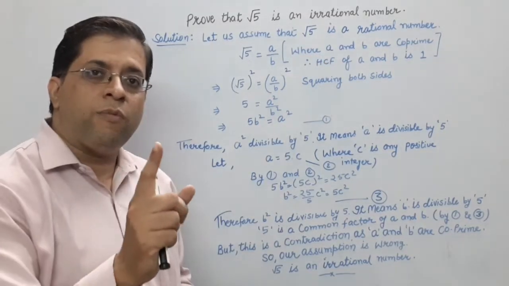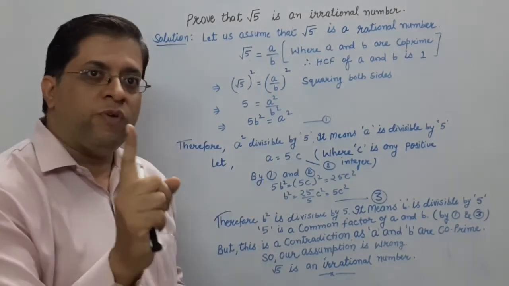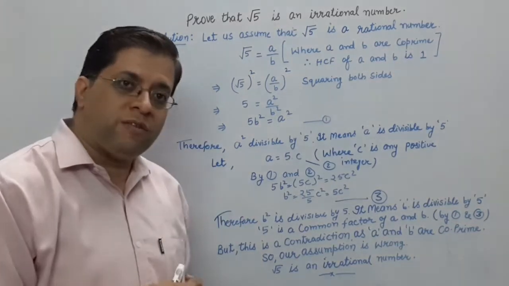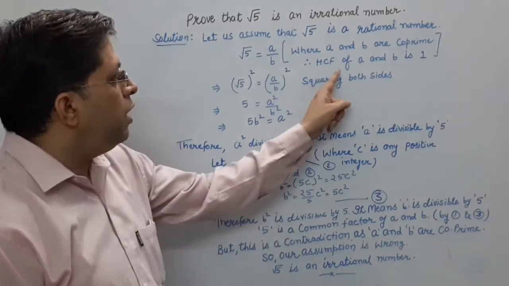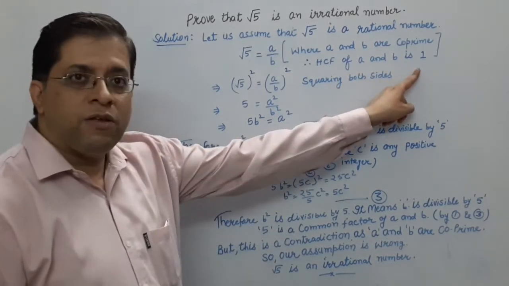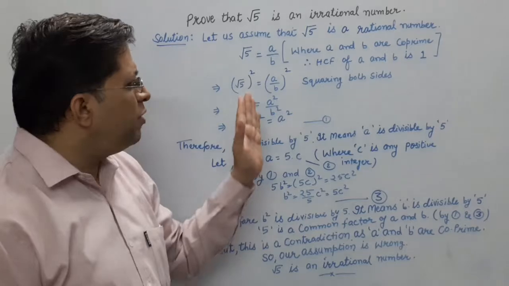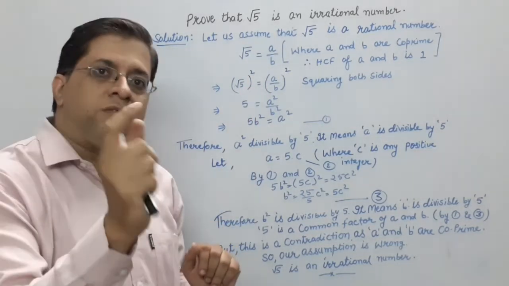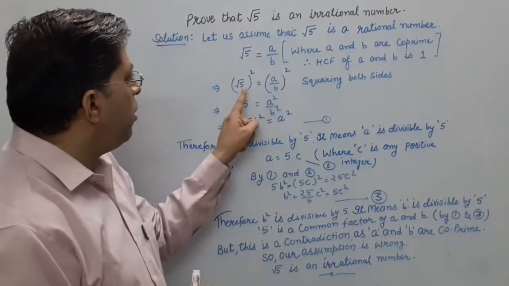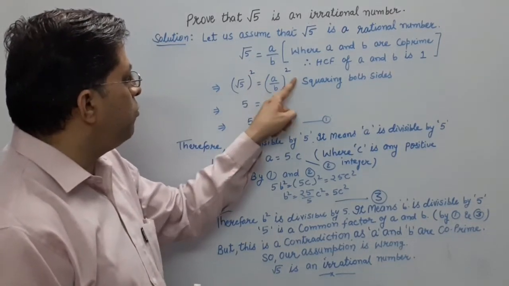Co-prime means the only common factor is 1, or we can say the HCF of a and b is 1. It is very clear. In other words, a and b are in the simplest form. Now taking square on both sides.